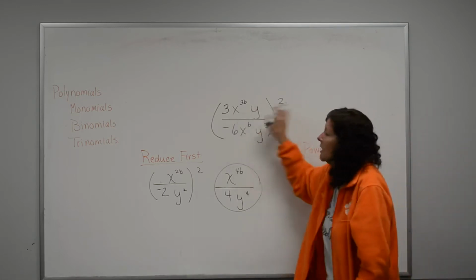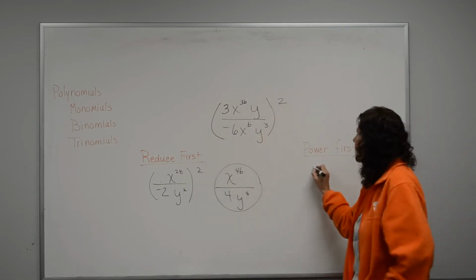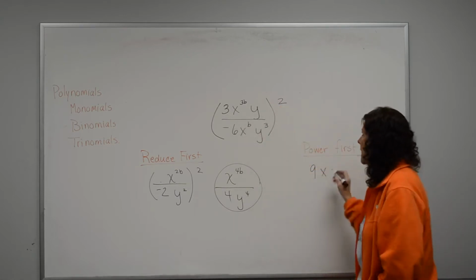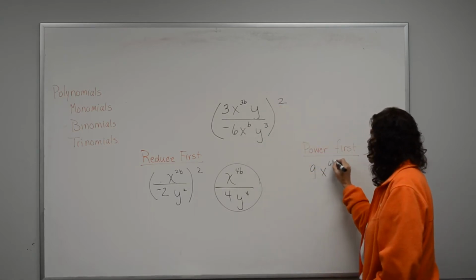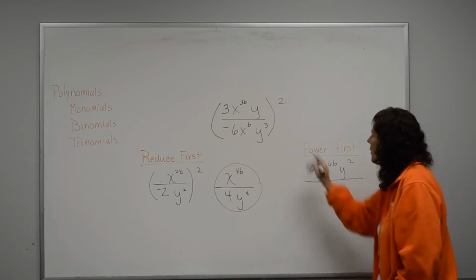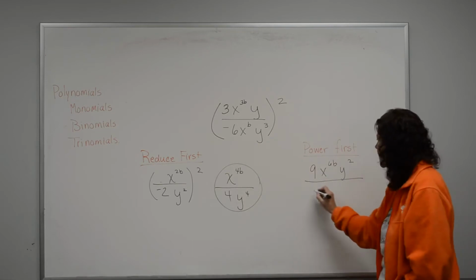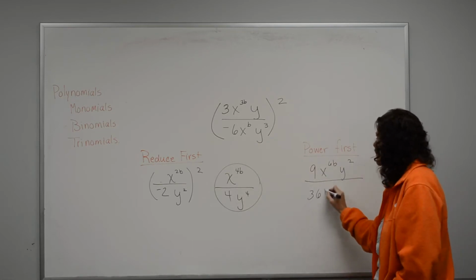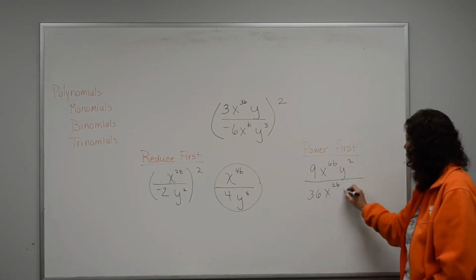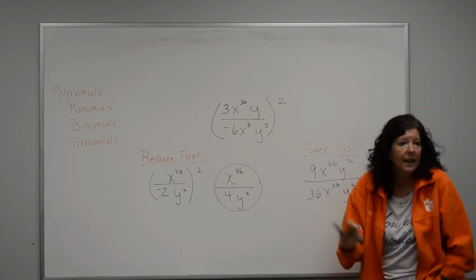So now I apply the power on each thing. So 3 squared is 9. I'm going to multiply 3b times 2, so I have x to the 6b power, y squared, over, I got to apply the power, so that's going to be positive 36. Then it's 2b, okay, and I have y to the 6. Now I got to reduce everything.